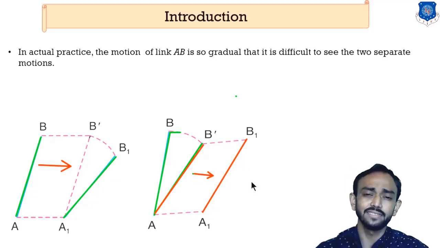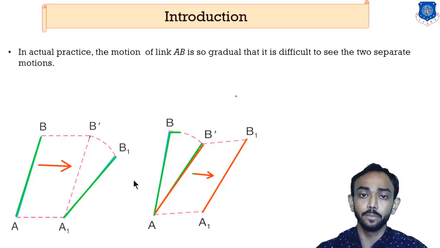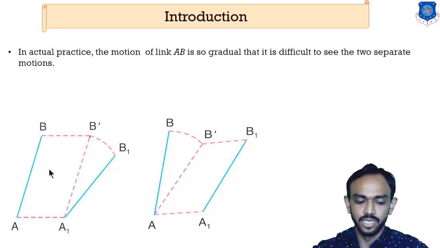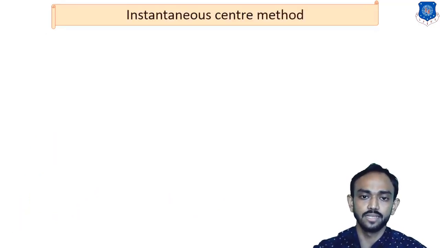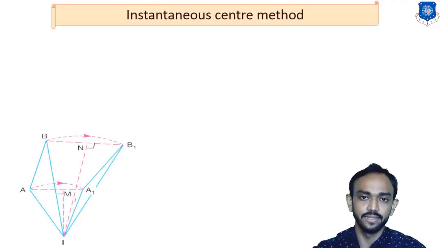But we can find some point, any reference, maybe even outside of this link, with respect to which this AB link is in pure rotation, means making pure rotation with respect to that point. So this point, with respect to which the AB link is rotating in pure rotation, is known as the instantaneous center. How can we find that?